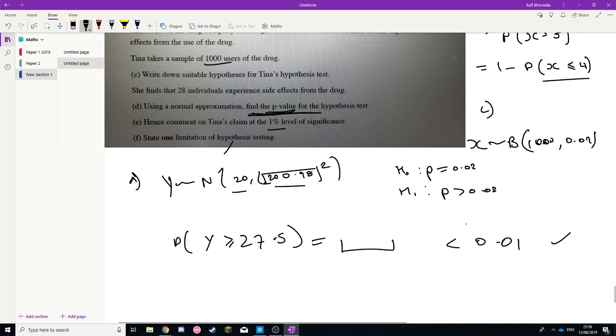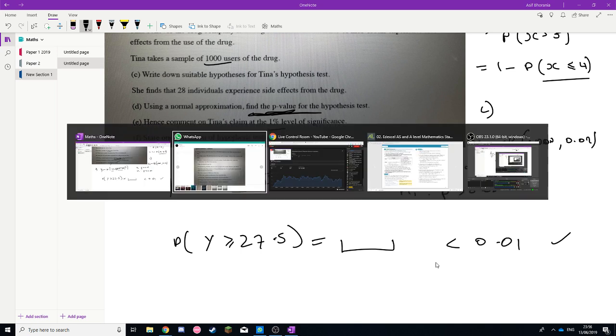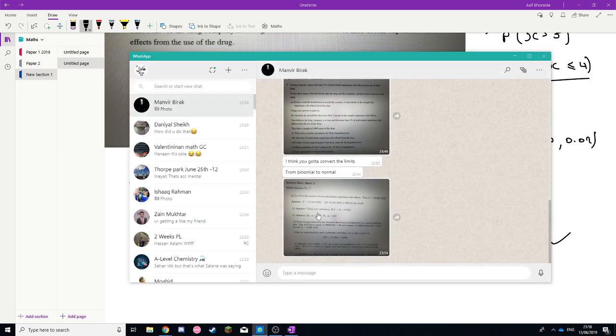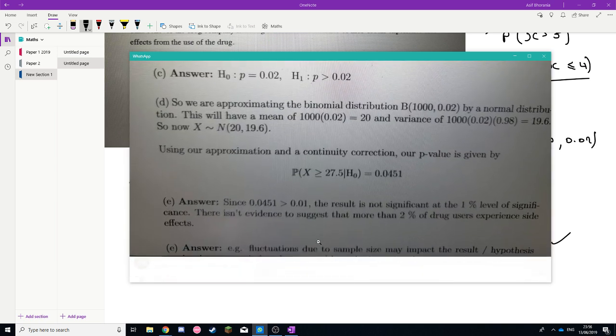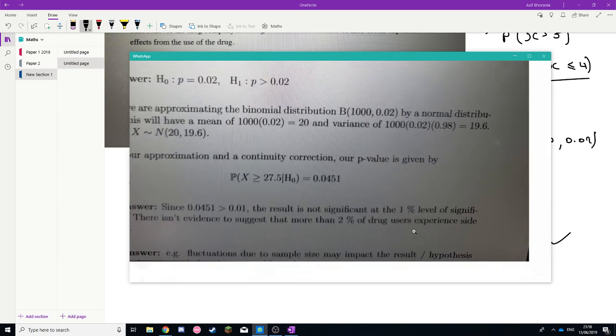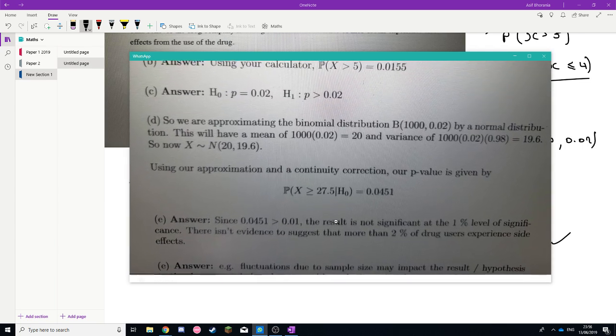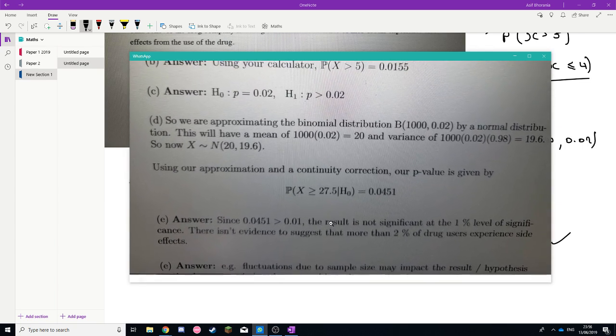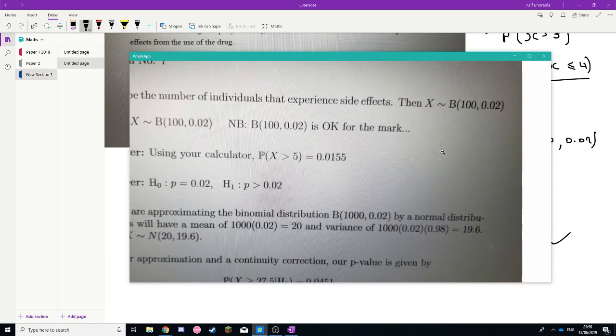One limitation of hypothesis testing is there'll be variances within the population. You're not always likely to get an accurate representation. Fluctuation due to sample size may impact the result. The result is not significant because the probability was greater than 0.01, so there's not enough evidence to support Tina's claim.